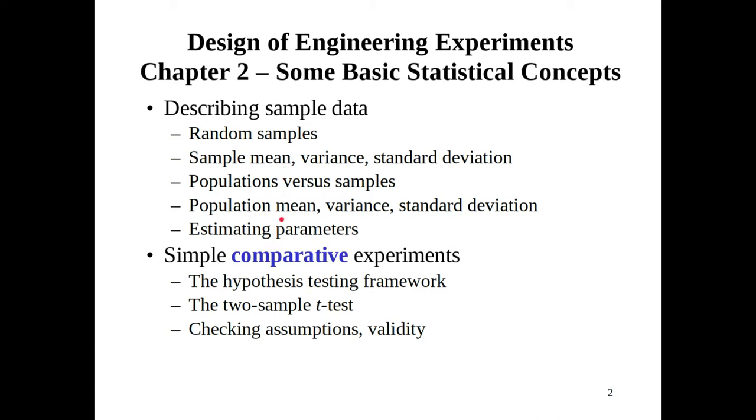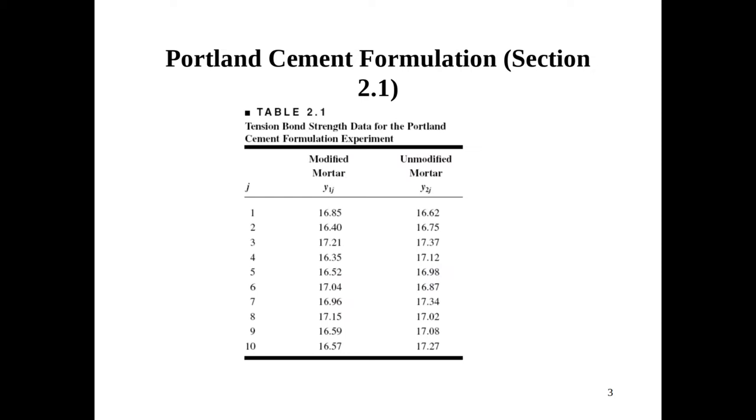And then in the second part, we will discuss the various types of simple comparative experiments. There we have to understand the hypothesis testing framework, we will study the two sample t test, then how to check assumptions in our statistical model, and how to validate those assumptions. I'm going to divide this chapter into multiple videos. So this video will mostly focus on these basic concepts, and then we will study something called the z test. So without further ado, let's get started.